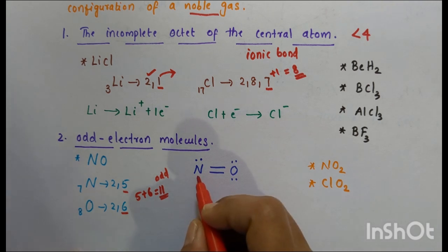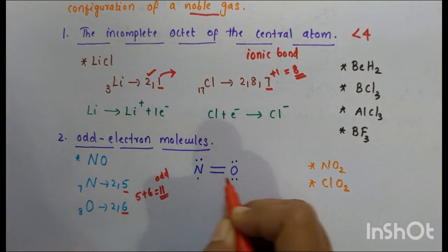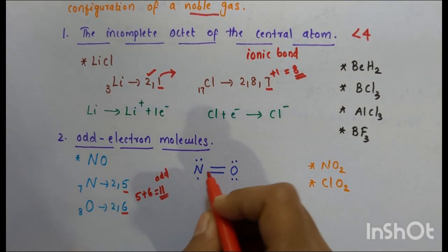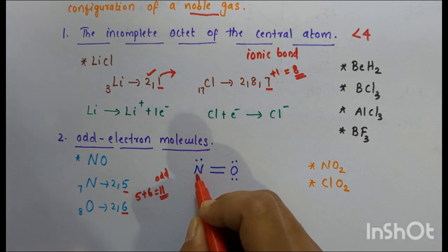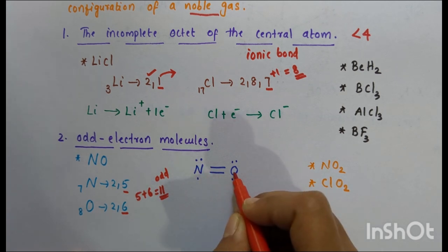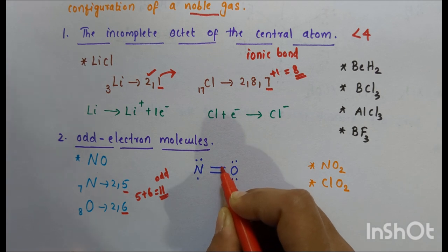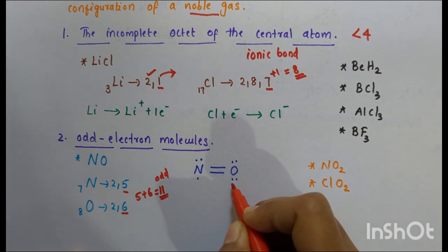The Lewis dot structure for nitric oxide is like this. You see there is a double bond between this nitrogen and oxygen atom. So when you consider this oxygen atom, a single bond uses 2 electrons, so a double bond 4 electrons, 4 plus 2 is 6, 6 plus 2 is 8.